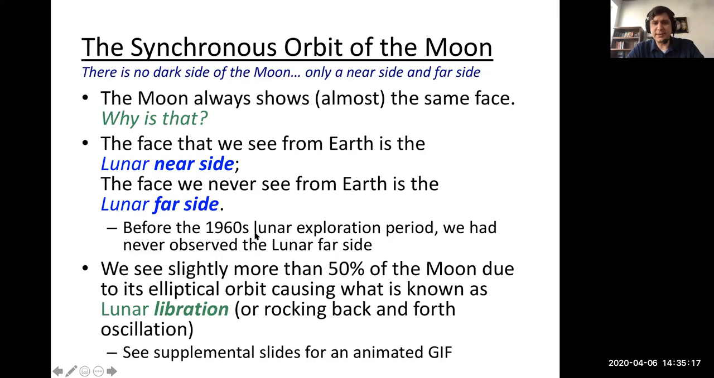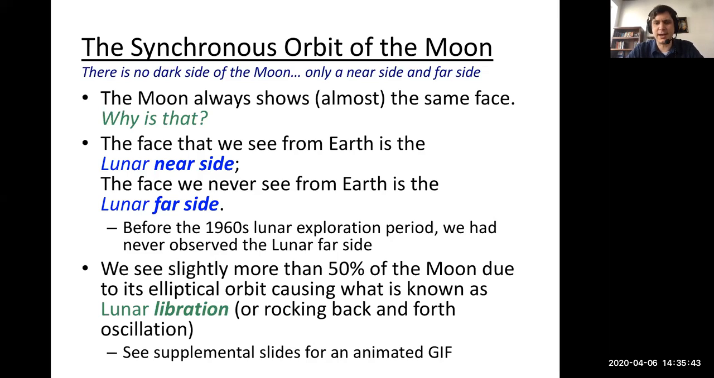And really, it wasn't until the 1960s that we saw the other side. So really, we only get to look at about 50% of the lunar surface. Although we get to see a little bit more, the moon's orbit is not perfectly circular, which means every once in a while we get to peek around the edges a little bit. So we can see about 57% of the moon's surface over an entire lunar cycle. This sort of wobbling back and forth that we see due to the elliptical orbit is called lunar libration.